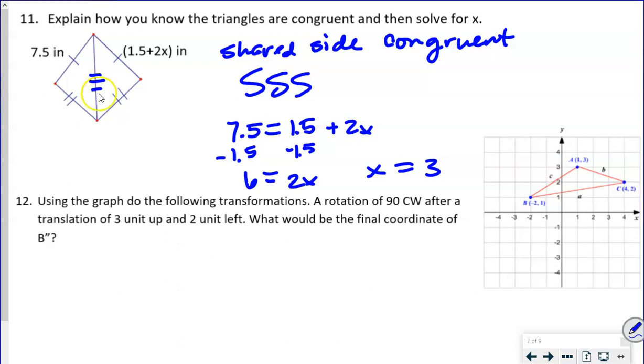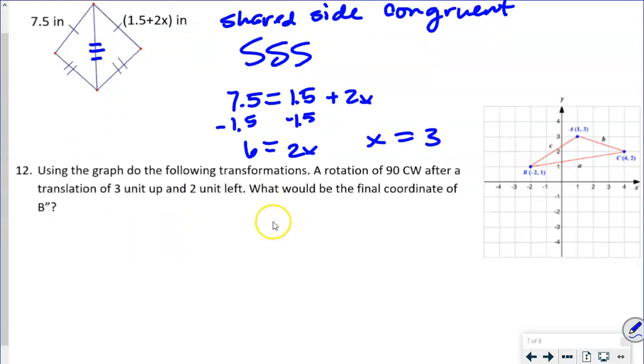Number 12 says, using the graph to do the following transformations, a rotation of 90 degrees. Ooh, there's that word, after. After a translation of 3 units up and 2 units left, what would the final coordinate of B be? Okay, so B's original coordinate is (-2, 1). So this time it's saying we're doing a 90-degree clockwise rotation.